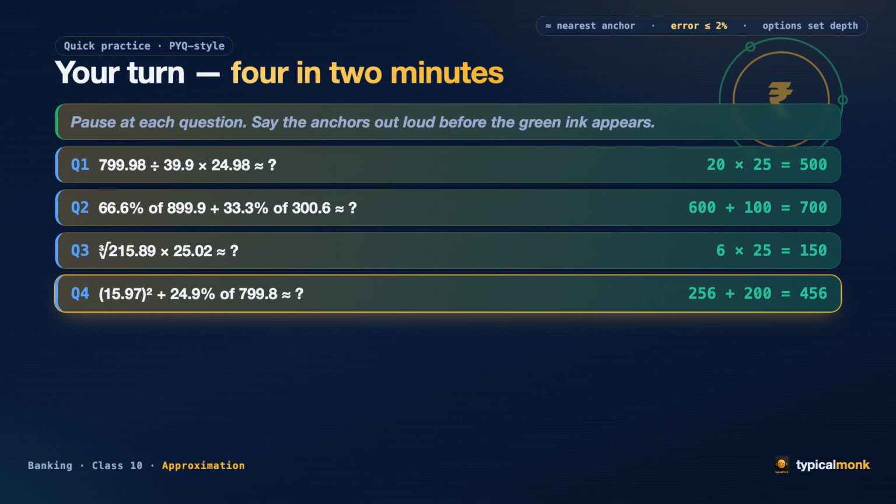And question 4, 15.97 squared plus 24.9% of 799.8, approximately. 16 squared is 256 plus 1/4 of 800 is 200, 456. All 4 right? Your eye now sees the anchor before the number. Missed one? Just walk back to that slide. The path is right there.